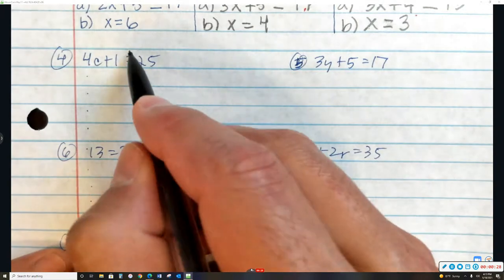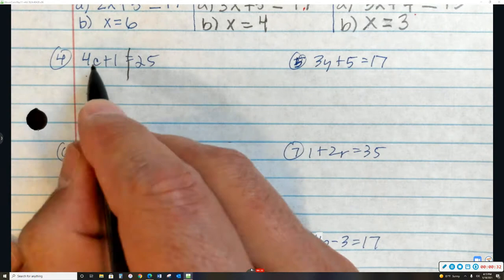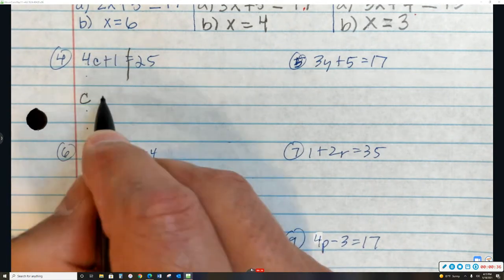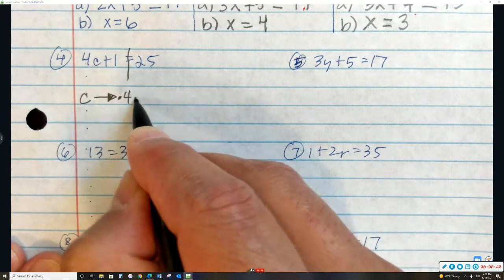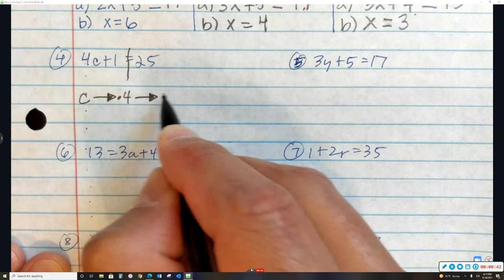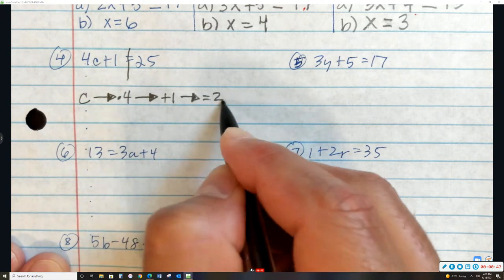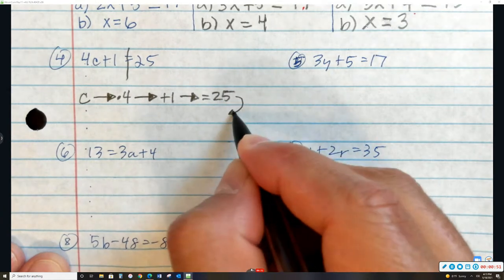So again, if we take a look at this equation, here's the variable. Now it's not x, it's c. But still you have c times 4 plus 1. So then I'm going to go c times 4. We want to map out everything that's going on to the variable. C times 4 plus 1. And then all of that equals 25, right? And then when we solve it, we just work our way backwards to solve it.